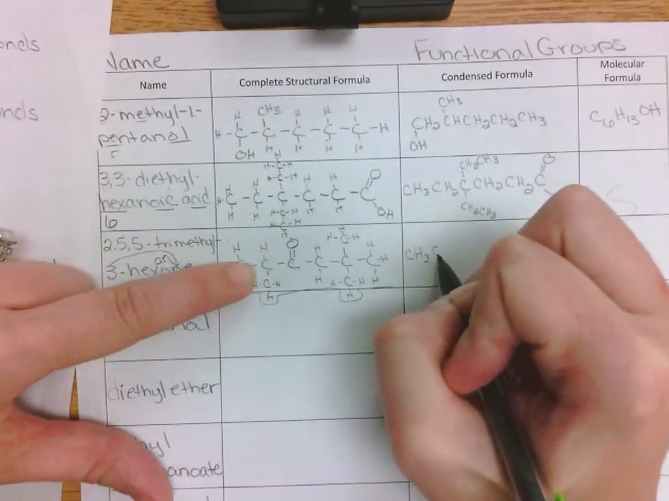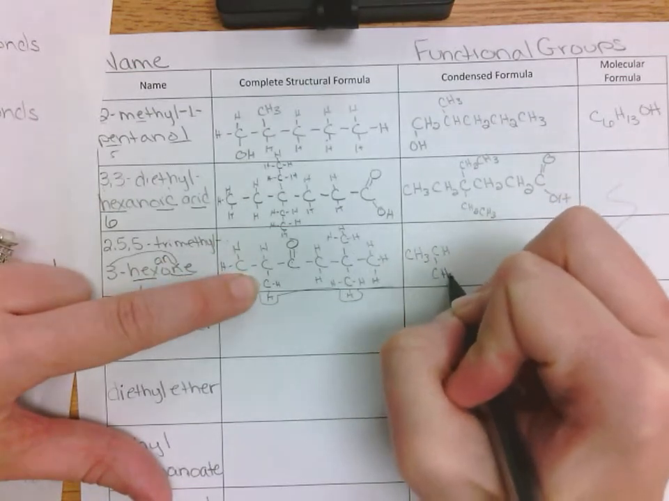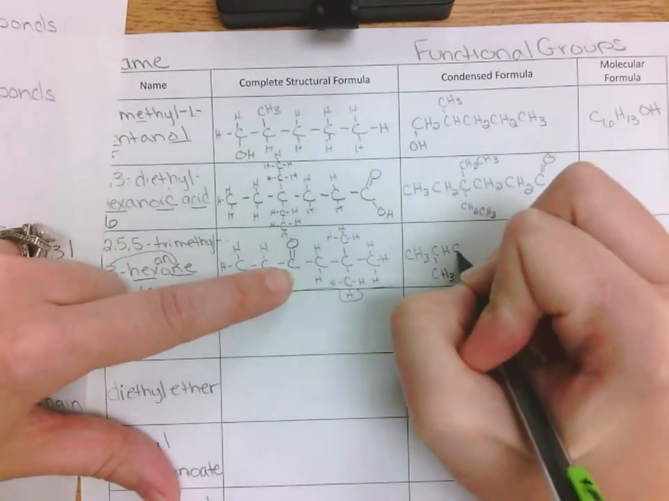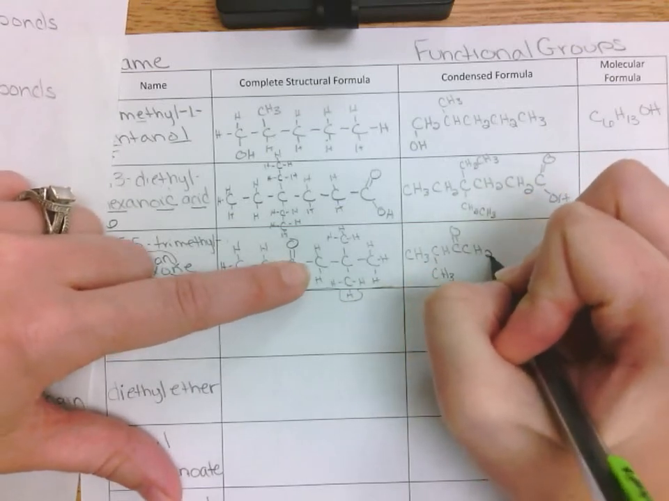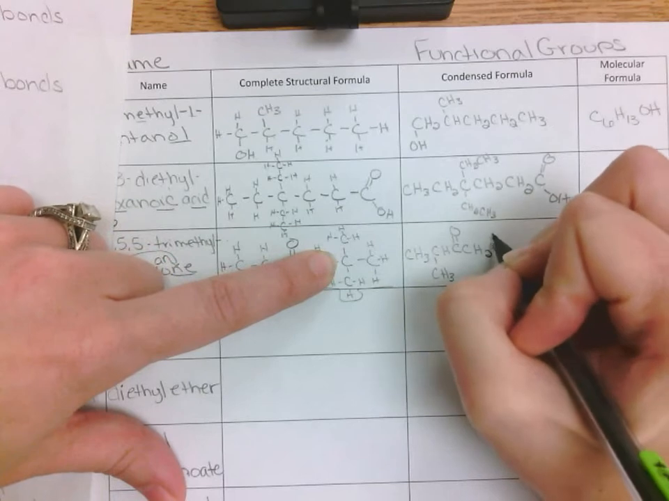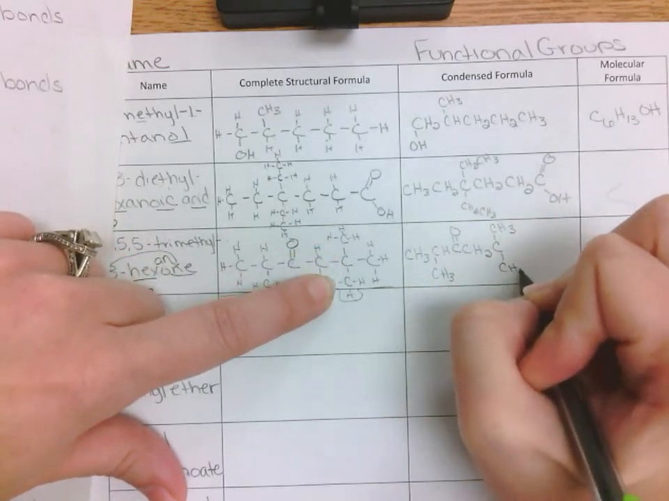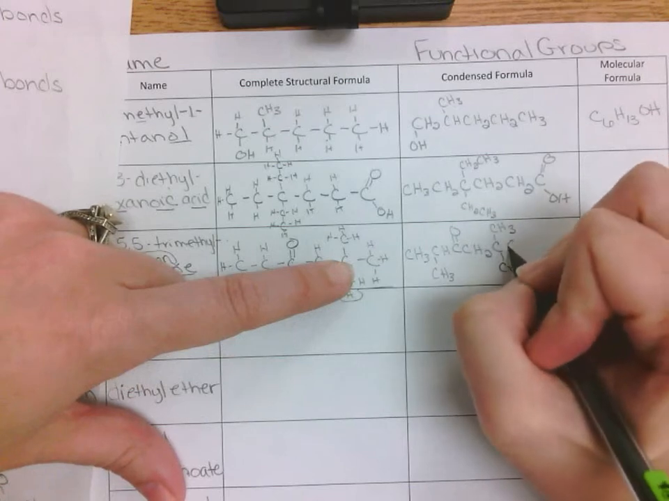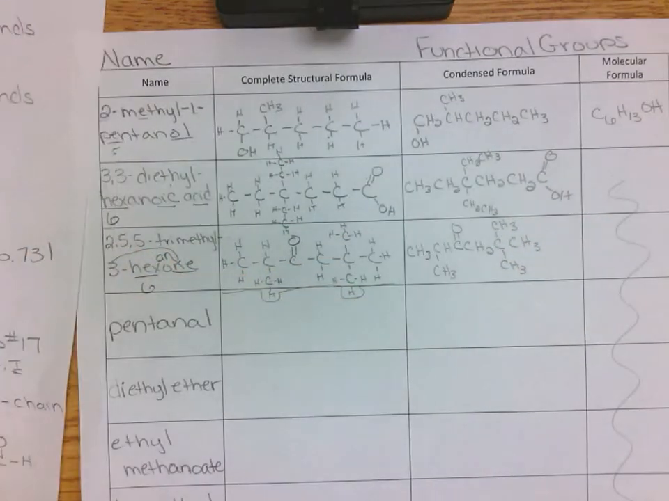CH3, CH, CH3 is a branch, C double bond O, CH2, C, CH3 is a branch, CH3 is a branch, and then the last CH3. So that is 2,5,5-trimethyl 3-hexanone.